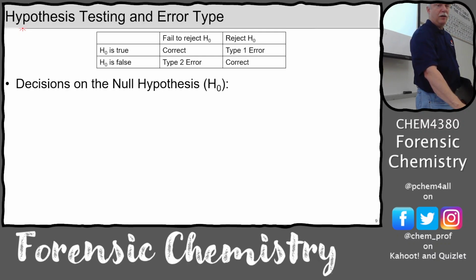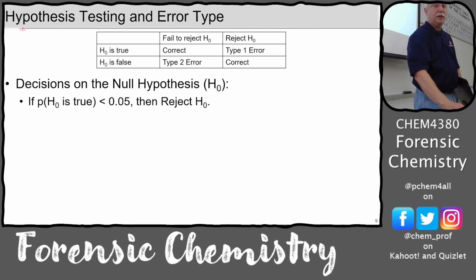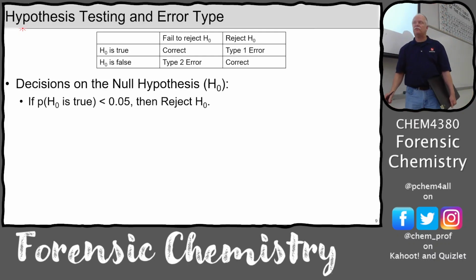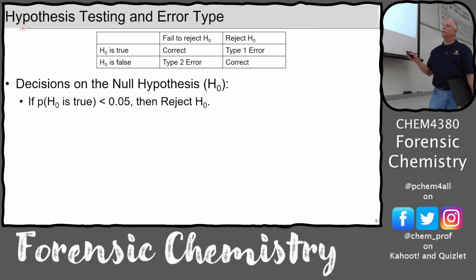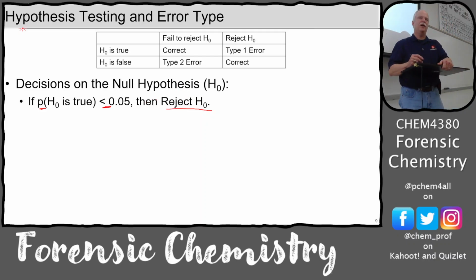So let's talk about the decisions that we make on these null hypotheses. If the probability, so this is using statistical terms, this p-value, the probability that the null hypothesis is true is less than 0.05, then reject the null hypothesis. And so that's a pretty stringent test if you think about it. If there's just a 6% chance that the null hypothesis is true, we'll accept it.